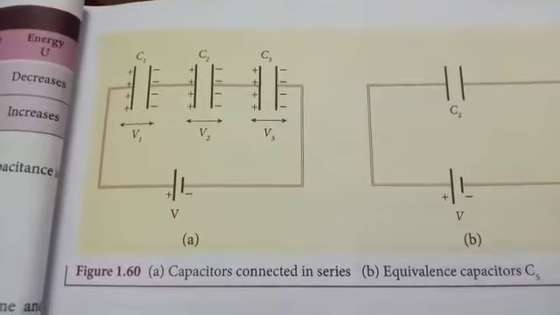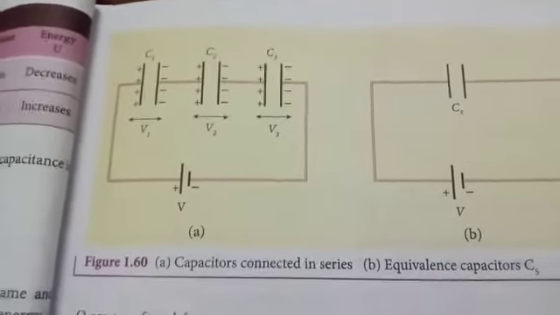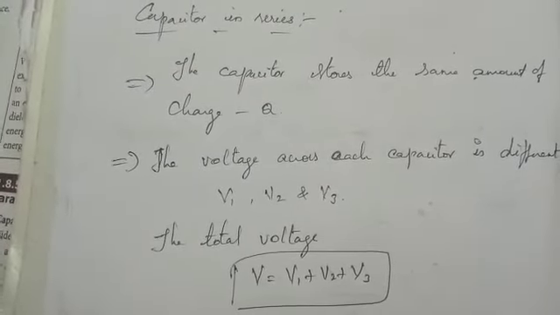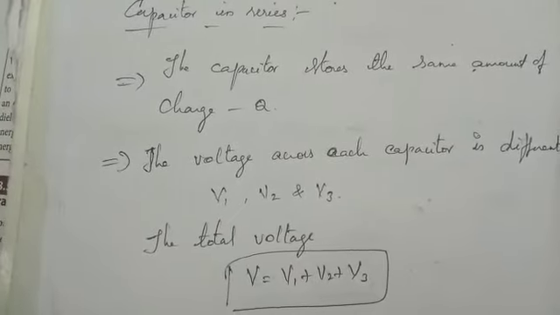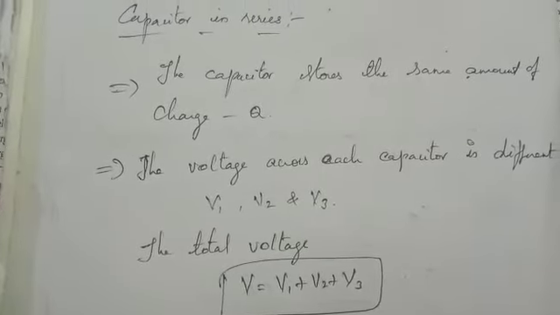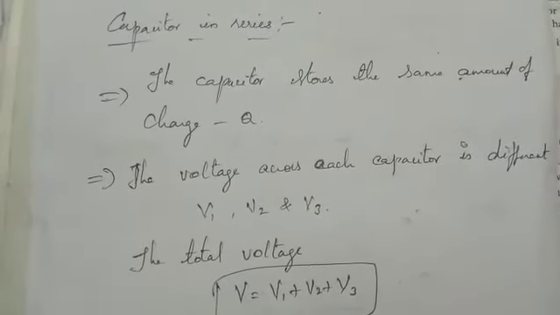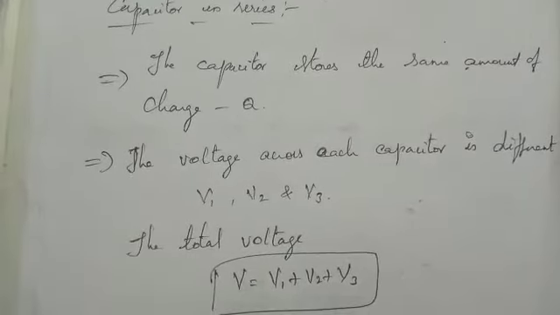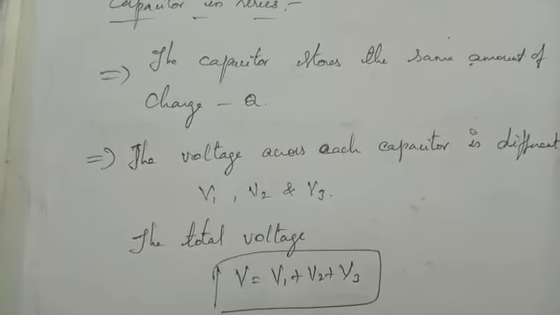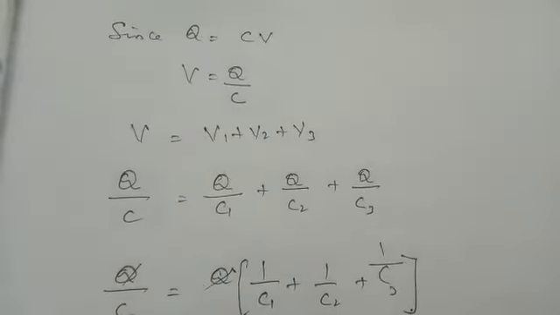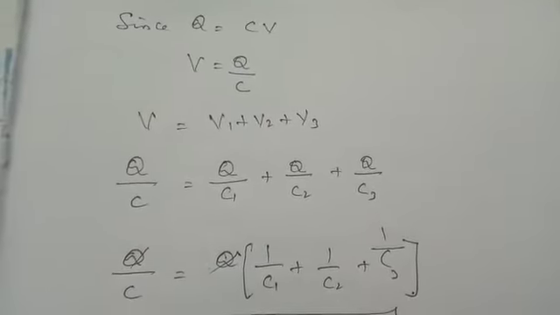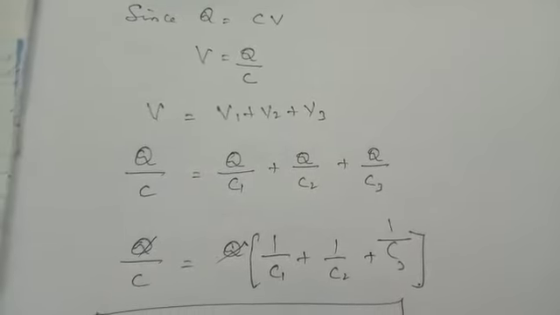Now let us find the expression for the capacitance in series. In this arrangement, the capacitors store some amount of charge, considered as Q, and the voltage across each capacitor is different, that is V1, V2 and V3. So here we conclude that the charge remains constant and the voltage can be different. The total voltage is V equal to V1 plus V2 plus V3. Since you know the general formula C is equal to Q by V, V is equal to Q by C. Now substitute V equal to Q by C for all the values.